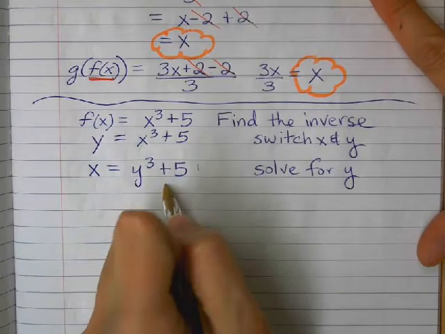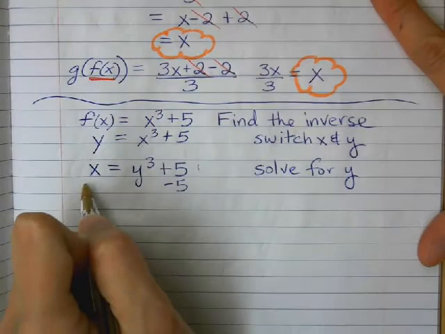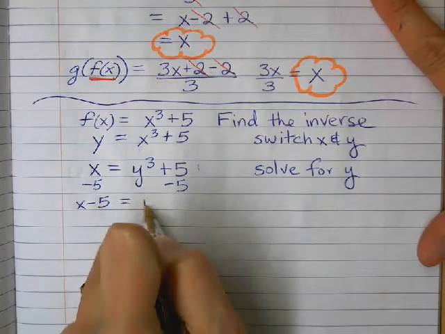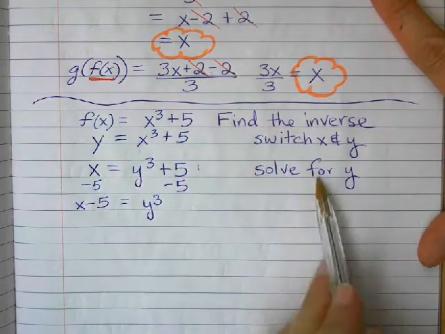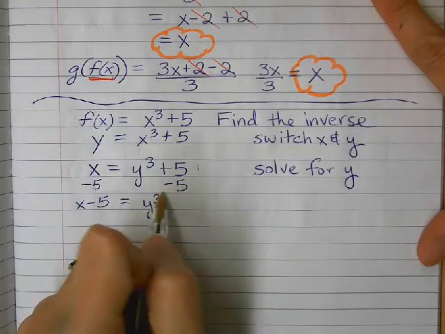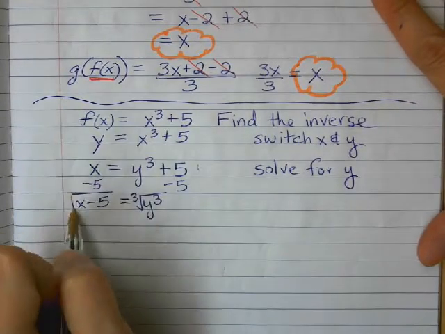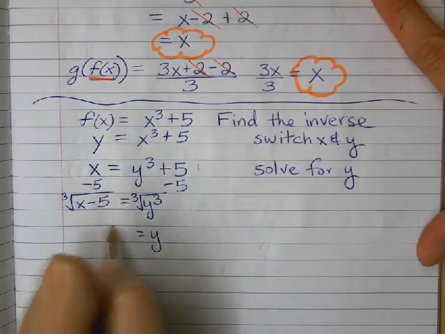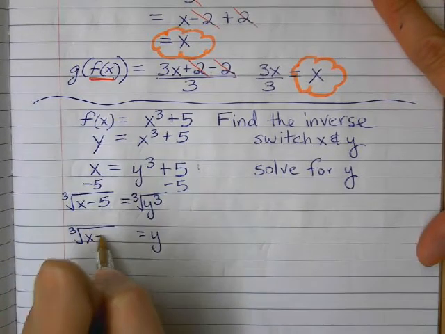So I would subtract 5. So I'd have x minus 5 over here. X minus 5 equals y to the third. So how do I get rid of the third power that's on the y? Yeah, then you take the cubed root of each side. So the answer for the inverse is the cubed root of x minus 5.